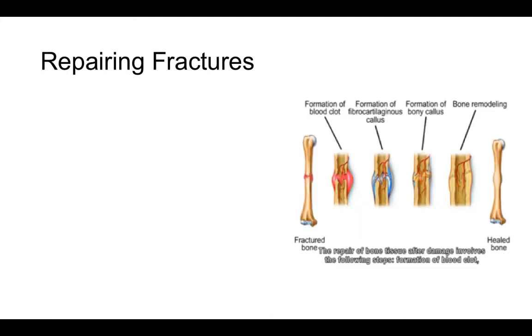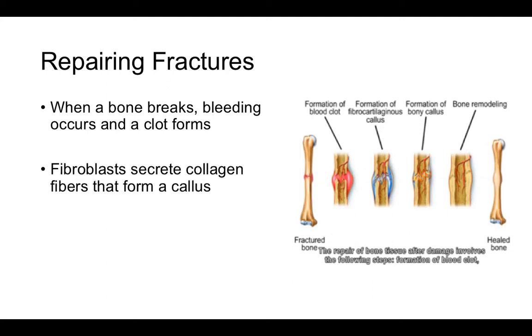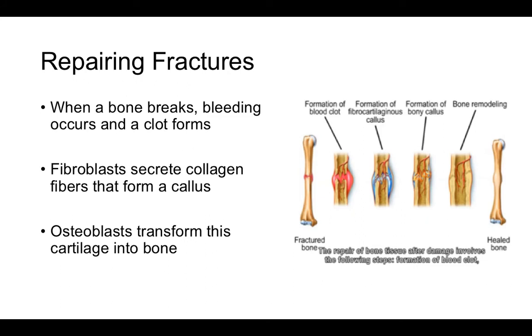Now, in the same way that bones grow and develop, fractures are repaired. The first thing that happens with any injury in the body is a blood clot forms. And then the fibroblasts, which help lay down the matrix to prevent further bleeding, will secrete a lot more collagen than typical for a regular scab, if you will, on your skin. And this will form a callus. As you can see here, we have a blood clot forming, and then we have the fibrocartilaginous callus. Then the osteoblasts will eventually transform this cartilage into bone, and the bone continuously remodels.